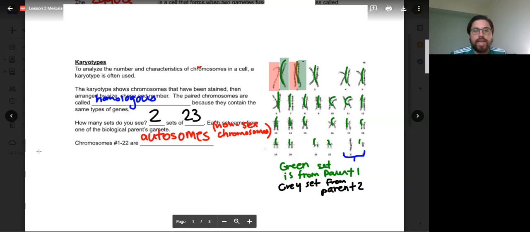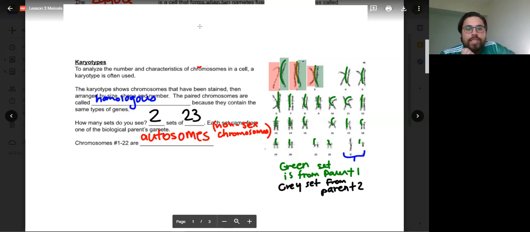Wait, isn't it 23 sets of 2? No, we have 2 sets of 23. One set from mom, one set from dad. I'm highlighting dad red, mom green, and so on and so forth. The highlighted greens are one set. One set of 23 from mom, one set of 23 from dad. Don't look at it as 23 sets of 2. Karyotype is a process. Yes, karyotype is the test or the process to isolate those chromosomes and arrange them.